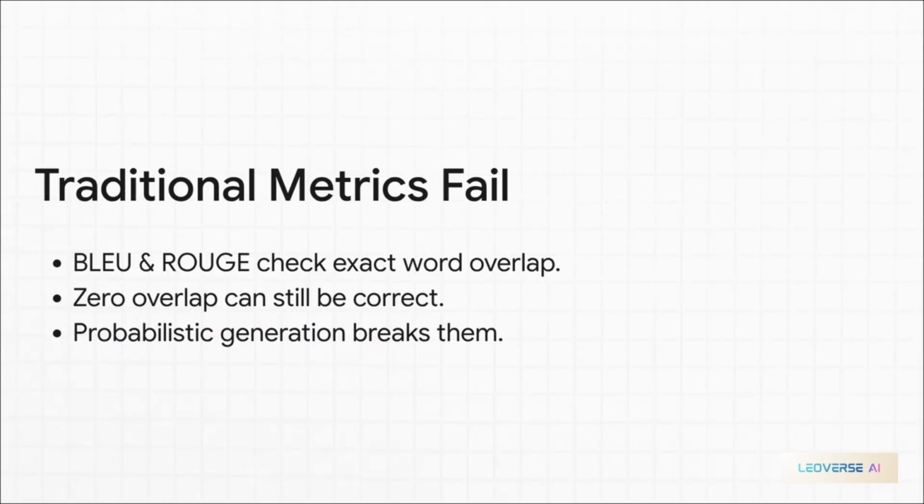And this is exactly why traditional automated metrics hit a brick wall when dealing with AI. Older metrics, things like BLEU and ROUGE, they basically just look for exact word overlap against a reference answer. But imagine a user asks a chatbot for a password reset. If the AI says click settings instead of navigate to preferences, a traditional deterministic test will falsely flag it as a failure because there's literally zero word overlap. But in reality, both answers are perfectly correct. Probabilistic generation absolutely breaks deterministic metrics.